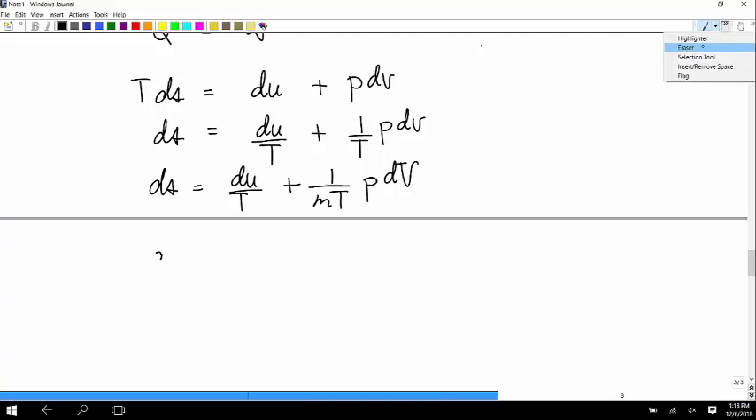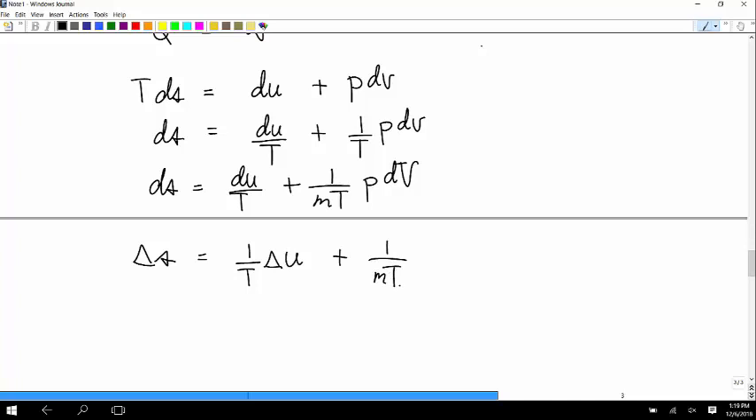So the change in entropy is equal to 1 over the temperature times the change in internal energy plus 1 over the mass times the temperature times the work.